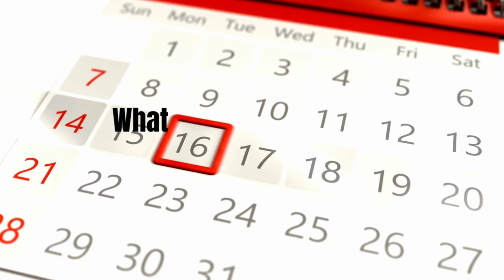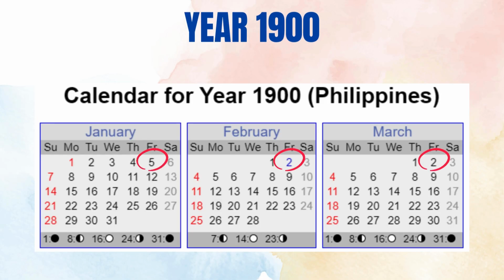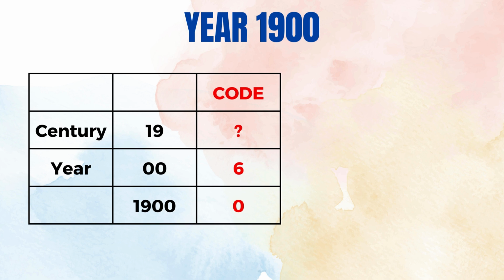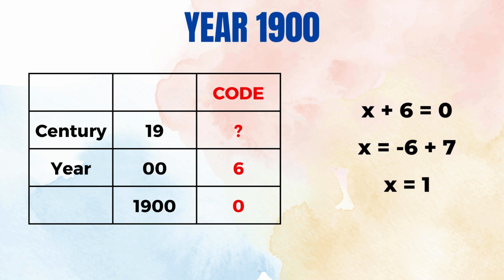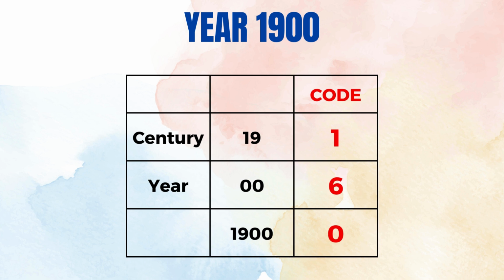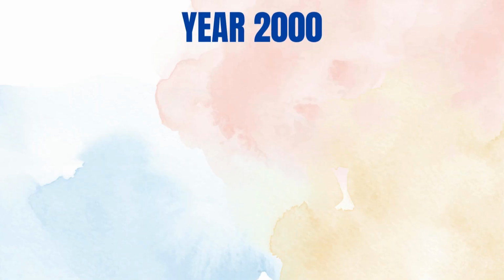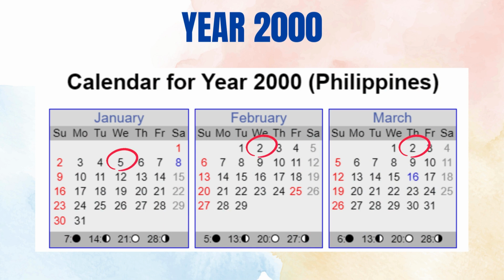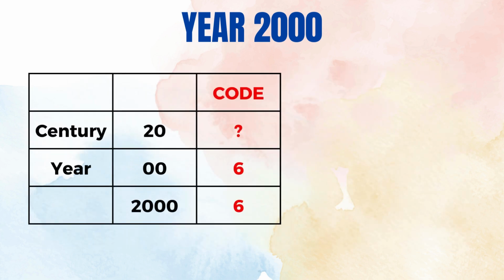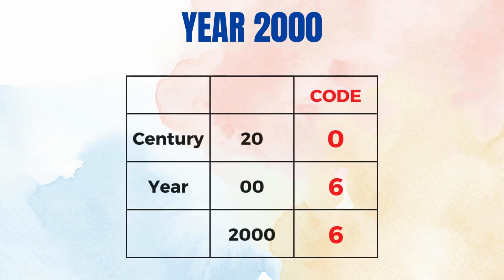Century codes. What is the century code of year 1900? Year 1900. 00 equals 6, 1900 is equal to 0. X plus 6 is equal to 0. X equals 1. 19th century equals 1. What is the century code of year 2000? Year 2000. 00 equals 6, 2000 equals 6. X plus 6 is equal to 6. X equals 0. 20th century equals 0.